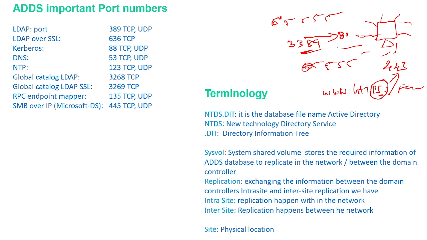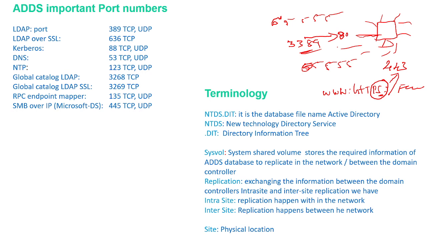What do you mean by Kerberos? Kerberos means black dog. I think it's a Latin word. The meaning of Kerberos is black dog. So the port number is 88, and then the DNS. Correct. Now see, DNS, Domain Name System. I told you without DNS, Active Directory will not work. That is why port number 53 for DNS is mentioned here, and NTP.